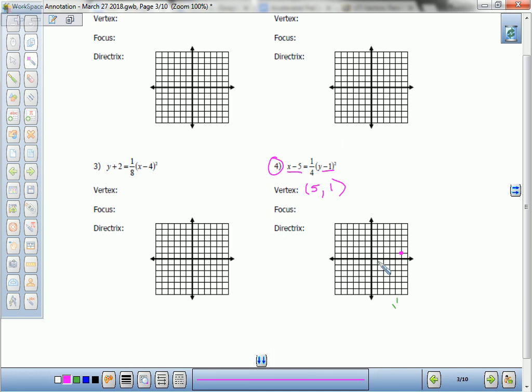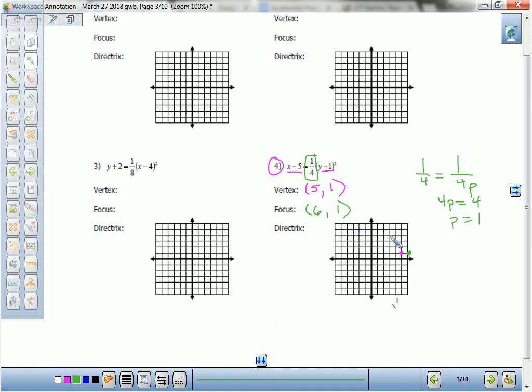All right, what do we find after the vertex? Focus. Yes, we find the focus. And how do we find the focus? First, we have to solve for P. So, we take 1/4, set it equal to 1 over 4P. We can tell P is 1. Cross multiply, you get 4P equals 4, P is 1. Okay, so it's x equals, it's going to open right, so the focus has to be to the right. So the focus is the point 6, 1.